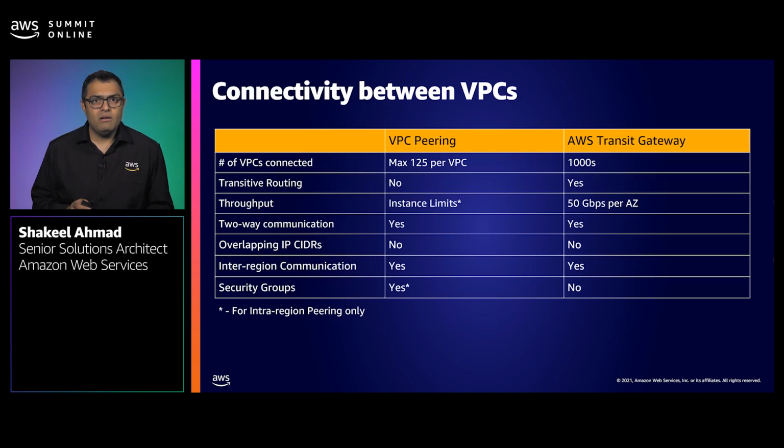Let's quickly compare both options for connectivity between VPCs. We have VPC peering and we have AWS Transit Gateway. While Transit Gateway can support connectivity between thousands of VPCs, VPC peering is one-to-one only, and you can support a maximum of 125 VPC peerings per VPC. Transit Gateway supports 50 gigabits per second burst throughput per AZ, but on the other hand, VPC peering allows you to achieve instance limit throughputs between peered VPCs within a region. And lastly, VPC peering allows you to use security group referencing, while Transit Gateway does not support it today.